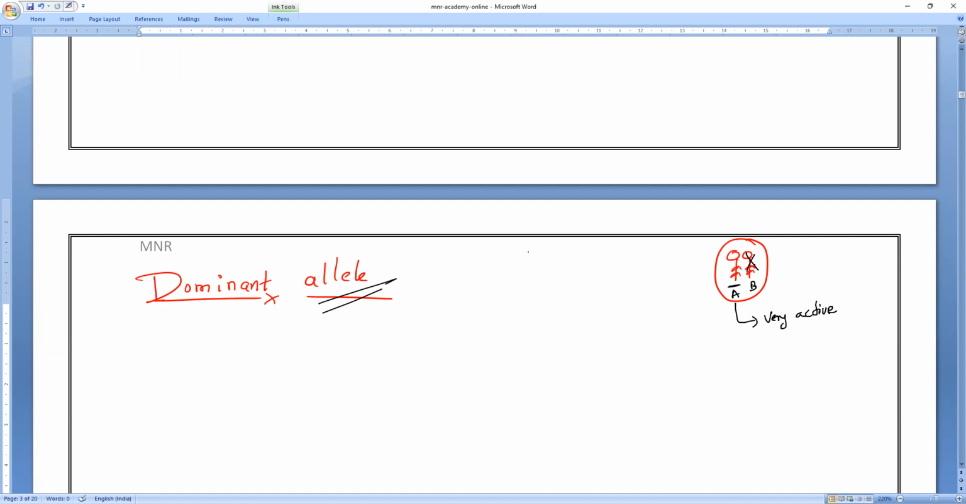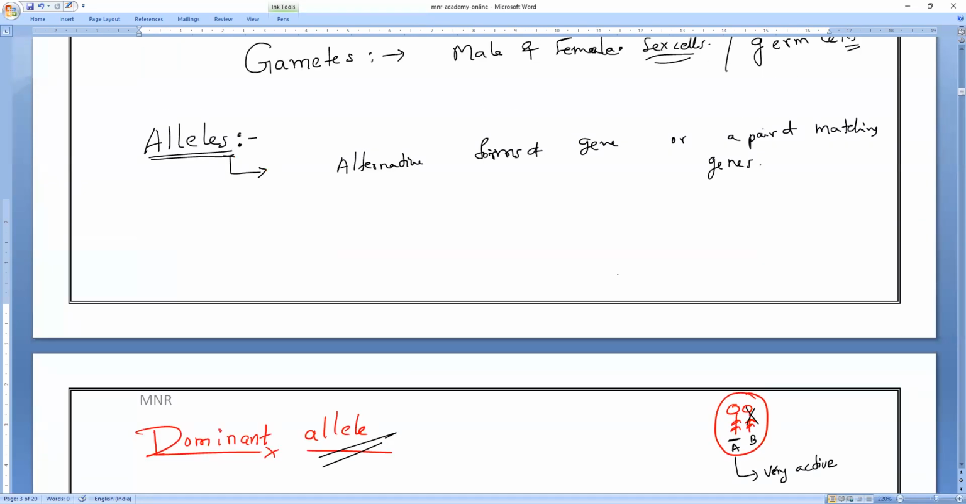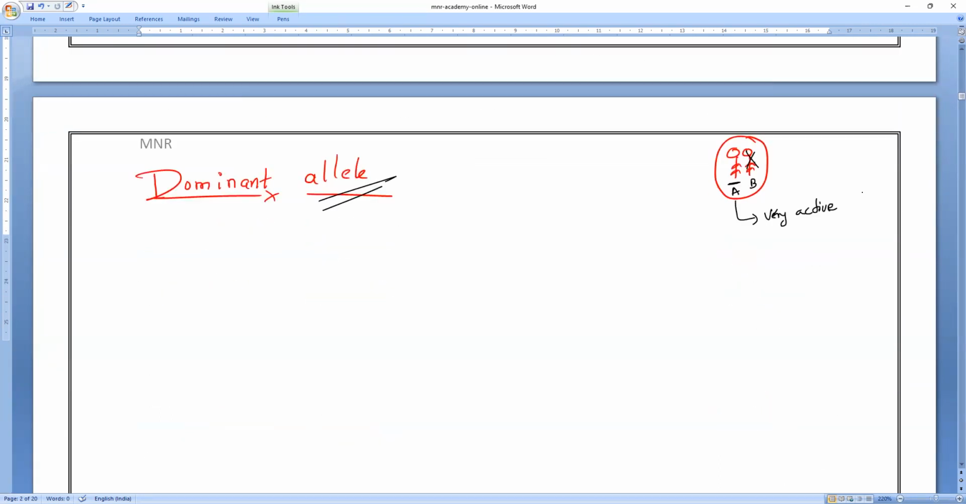One more thing I forgot to tell you. Please remember, alleles are always present in pairs. They cannot exist alone. It will always be a paired allele. A single allele cannot exist. So it is always a pair.